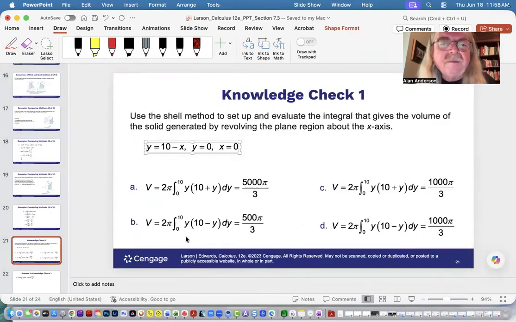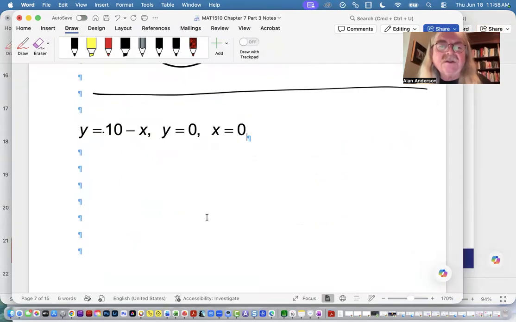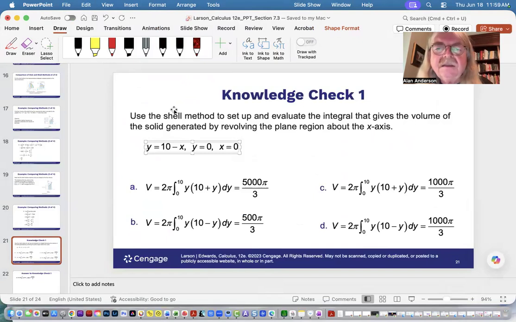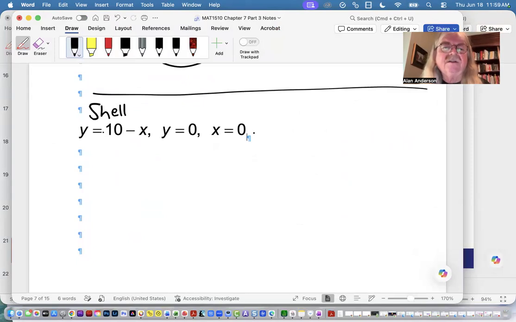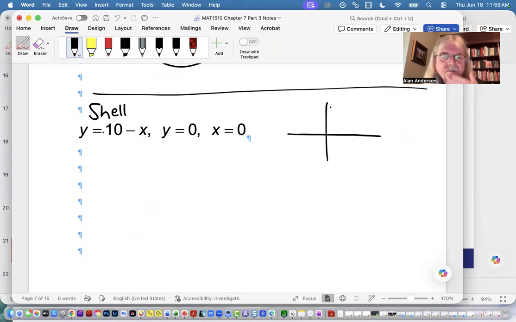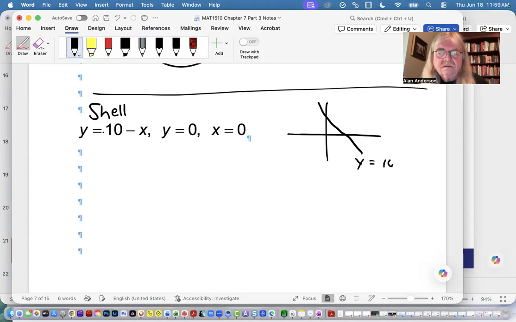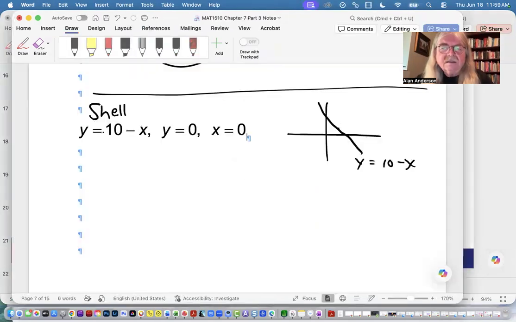But we need more information than that, because they're telling us, first of all, to use the shell method. If they want you to use one specific method, they have to tell you that. We're going to revolve about the x-axis. Now, this is a particularly simple one because it's just a straight line, and they want us to revolve it around the x-axis.